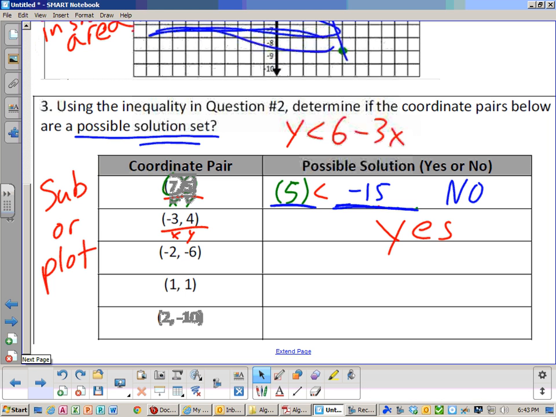Yes. Right, so those are the different ways of doing it. You can either substitute into the x and the y and do a true or false. Does it make the statement true, or does it make the statement false? If it makes it true, then yes, it is a solution. If it makes it false, it is not a solution. Or you could plot it to see if it's in the shaded region. Either way works just fine.